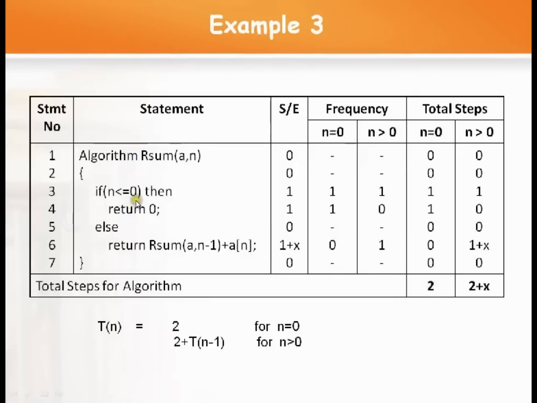If n is greater than 0, the condition is checked once. As the condition is false, the return 0 statement is not executed. Then we go to the return statement of rsum. This statement is executed one time, plus x times, where x is the time taken for the recursive sum, that is t of n minus 1. Therefore, the total time taken when n is greater than 0 is 2 plus x. Put in a formula, if t of n is the time taken for this algorithm, it will be 2 when n is equal to 0 and 2 plus t of n minus 1 when n is greater than 0.